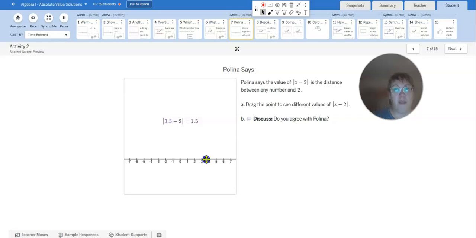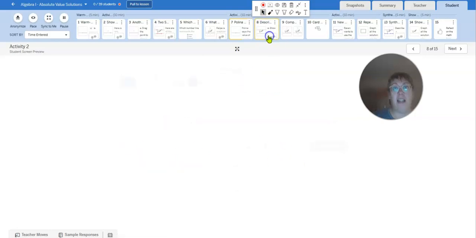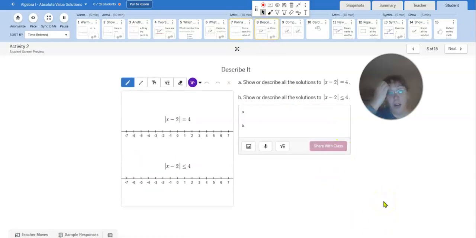Beautiful. So let's look at slide 8. Describe or show all the solutions of the absolute value of x minus 2 equals 4. So for part A, it's wondering which solutions, if you subtract 2, are going to be 4 units away. Okay, so let's take a look at this graph. We're looking at numbers that are 4 units away from 2.